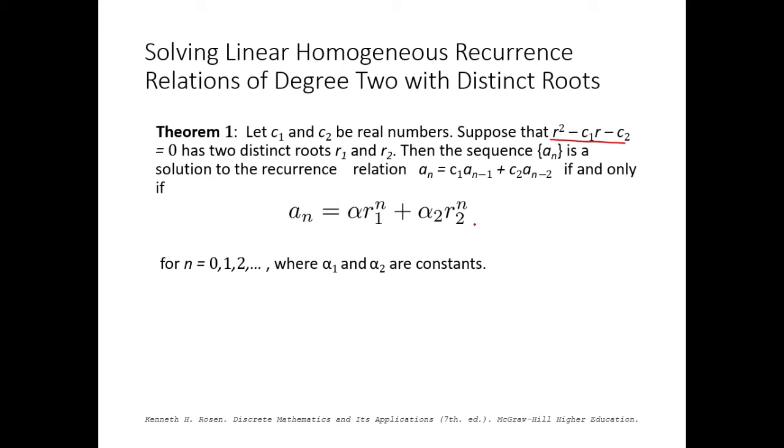Then the recurrence relation has a solution given by an is equal to alpha 1 r1 raised to n plus alpha 2 r2 raised to n, where r1 and r2 are roots of the characteristic equation. Alpha 1 and alpha 2 are constants, and n is equal to 0, 1, 2, which represents the position in the sequence an. Now, let us solve this linear recurrence relation.